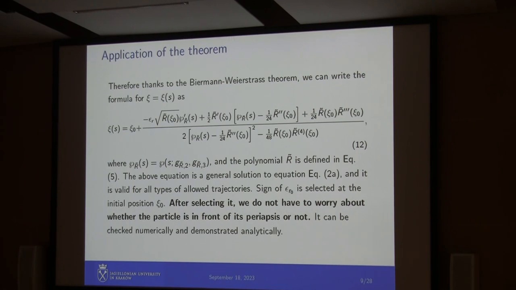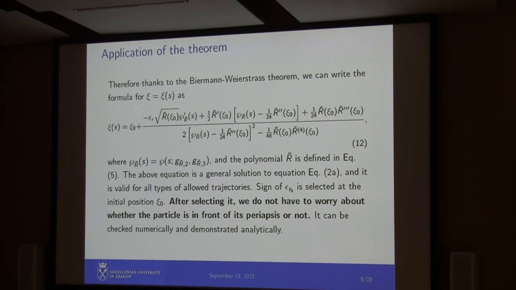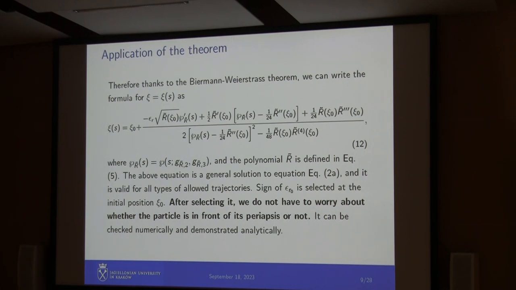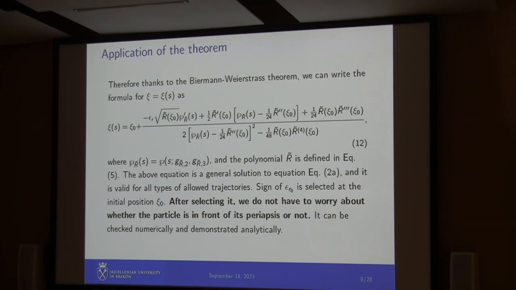As I said, this is the element which corresponds to the direction of motion. But an interesting part about this is that this is not epsilon r but epsilon r zero. So in this solution, you only set epsilon r at the beginning as an initial value, and then you don't have to worry about turning points, about nothing. This whole expression will give you evolution of your test particle in this space, basically.